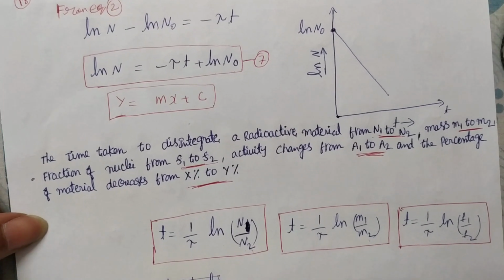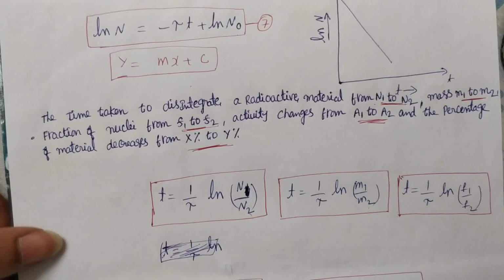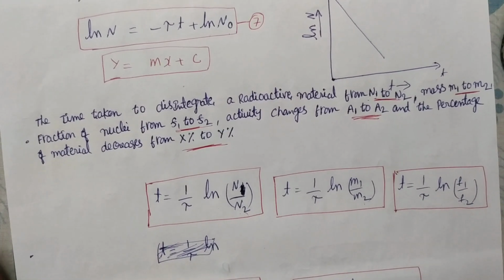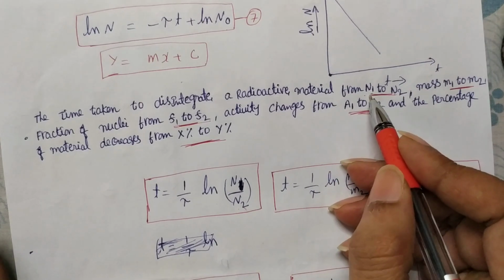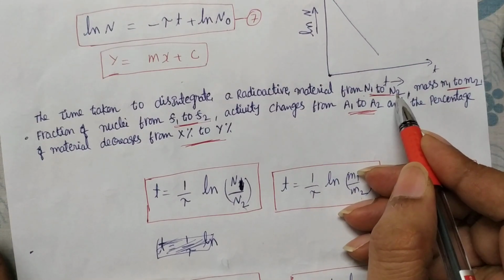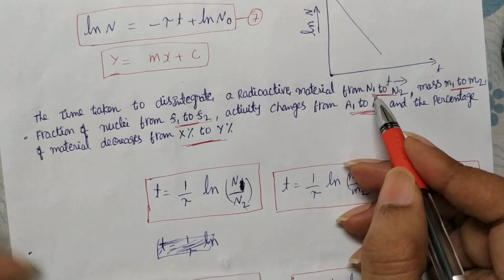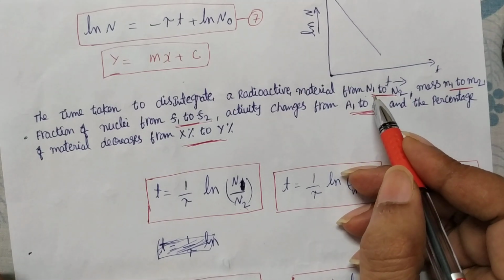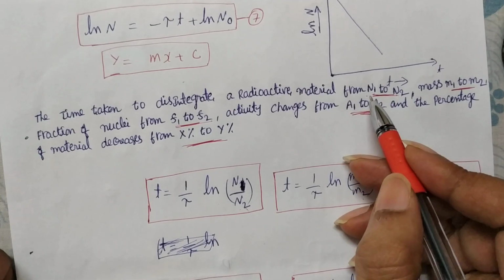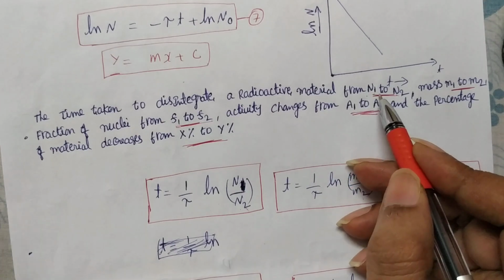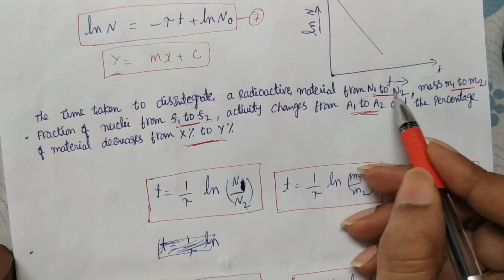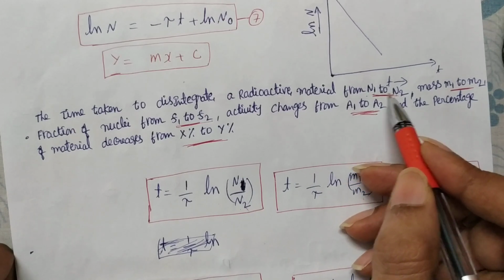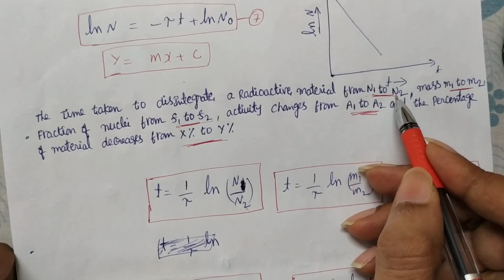Suppose you take a sample. Initially the number of nuclei present is n1. After some time it changes to n2. Then how much time does it take to change from n1 number of nuclei to n2 number of nuclei? Parent nuclei, initially n1 are present, some are disintegrated, and now we have only n2 number of nuclei. Then what is the time taken for that?